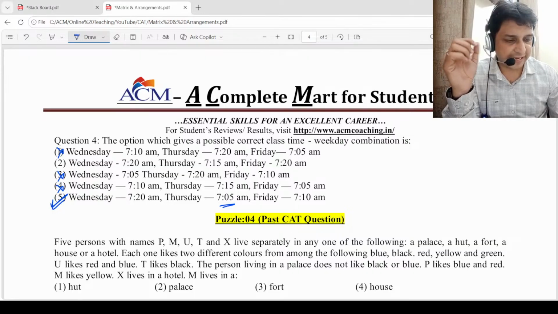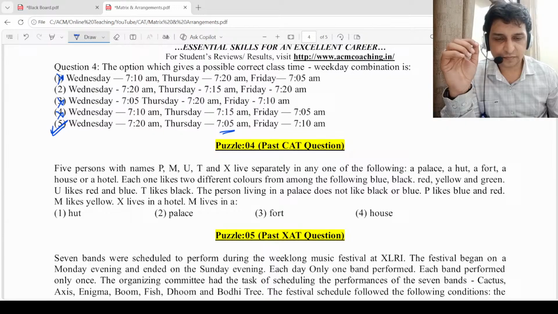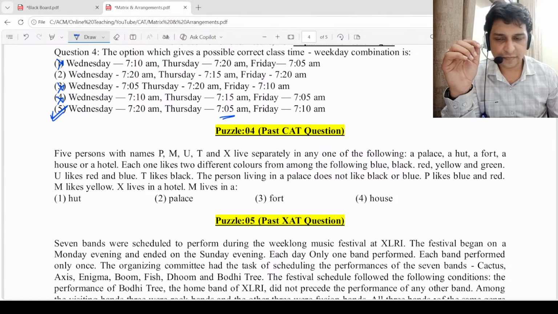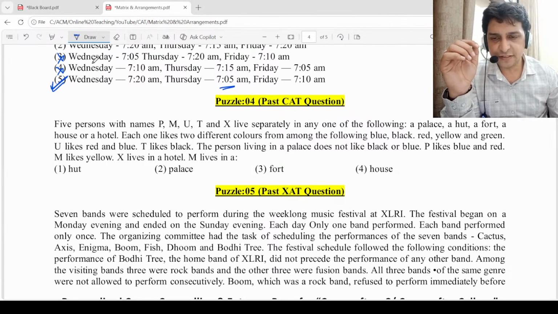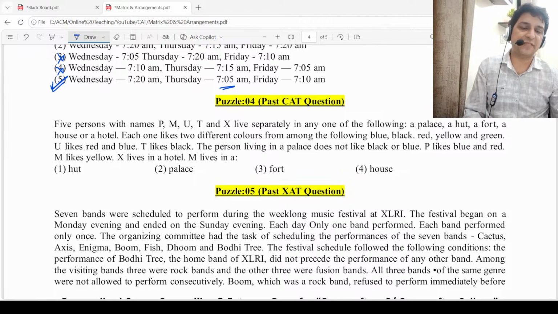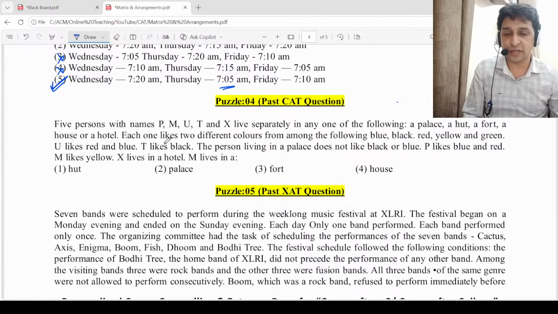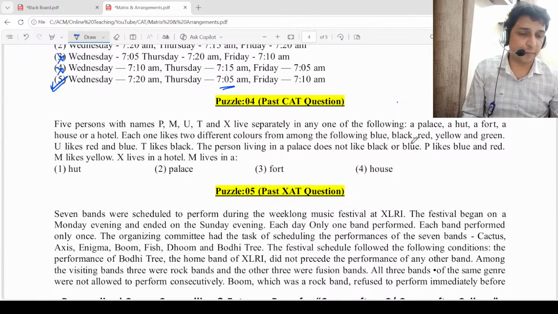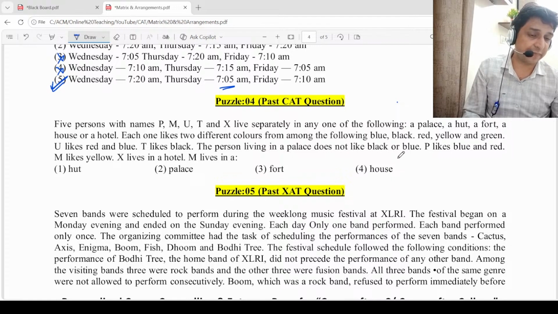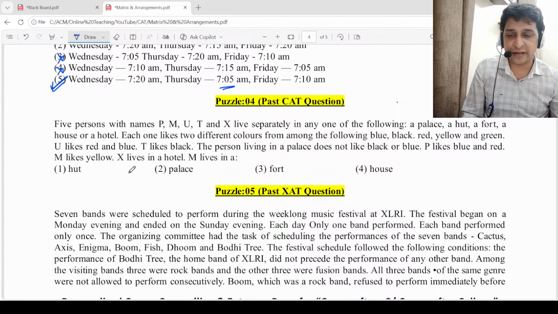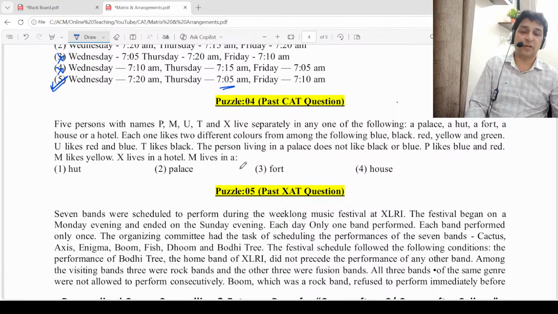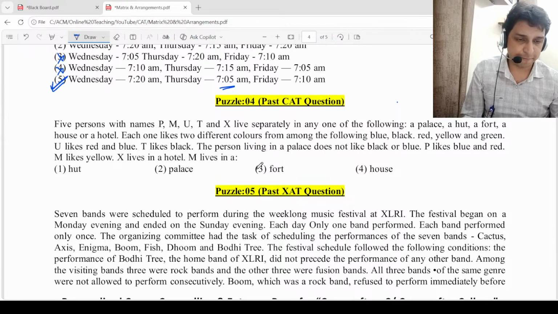Puzzle number 4, again a CAT puzzle it is. 5 persons with names P, M, U, T, X live separately in any one of the following: a palace, a hut, a fort, a house, or a hotel. Each one likes two different colors from among the following: blue, black, red, yellow, and green. U likes red and blue. T likes black. The person living in the palace does not like black or blue. P likes blue and red. M likes yellow. X lives in a hotel. M lives in what? Which place?